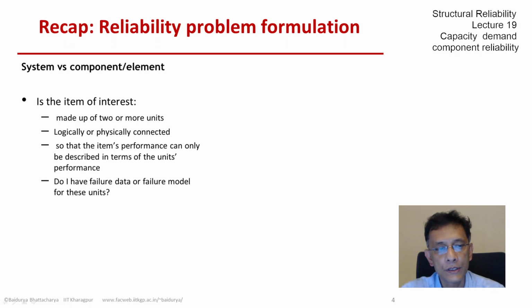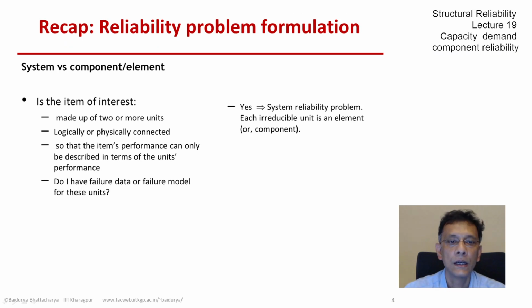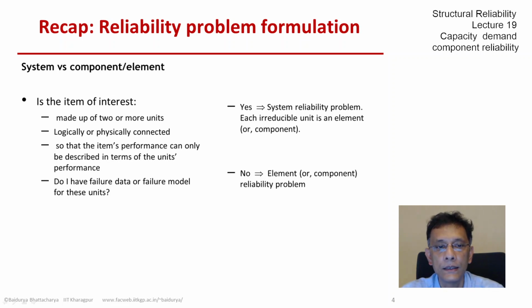And then obviously, do I have data or a model of these unit failures? If the answer is yes, we have a system reliability problem, where each unit that cannot be reduced further in this fashion is an element or a component. If it's not, then we have a simpler problem, an element reliability problem, and that's what we're going to start this part with.